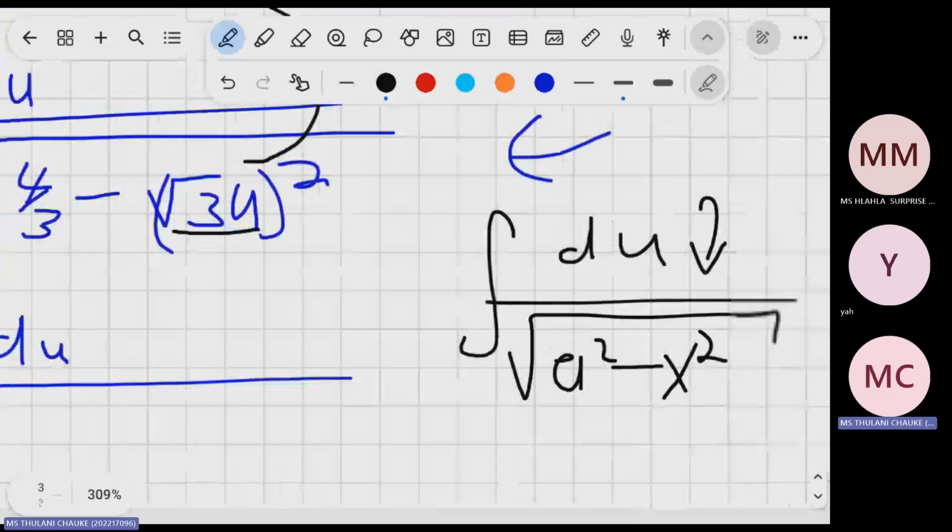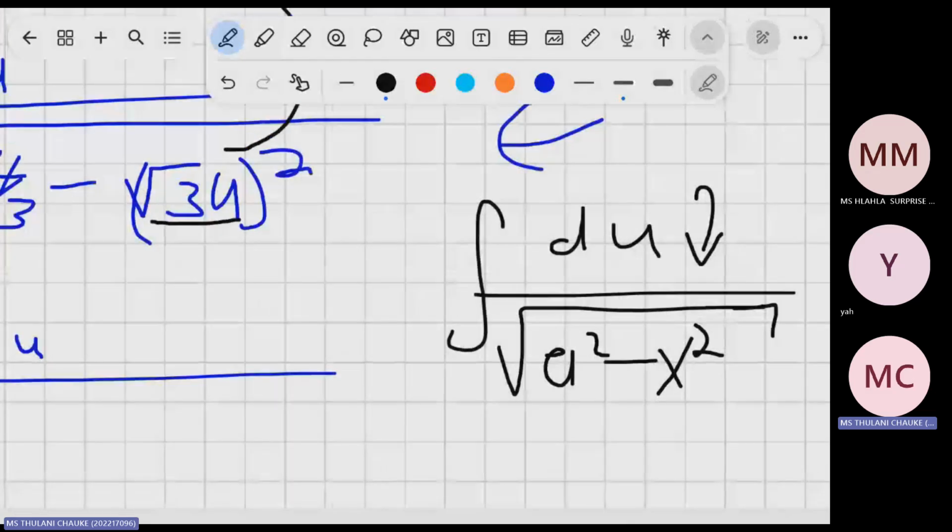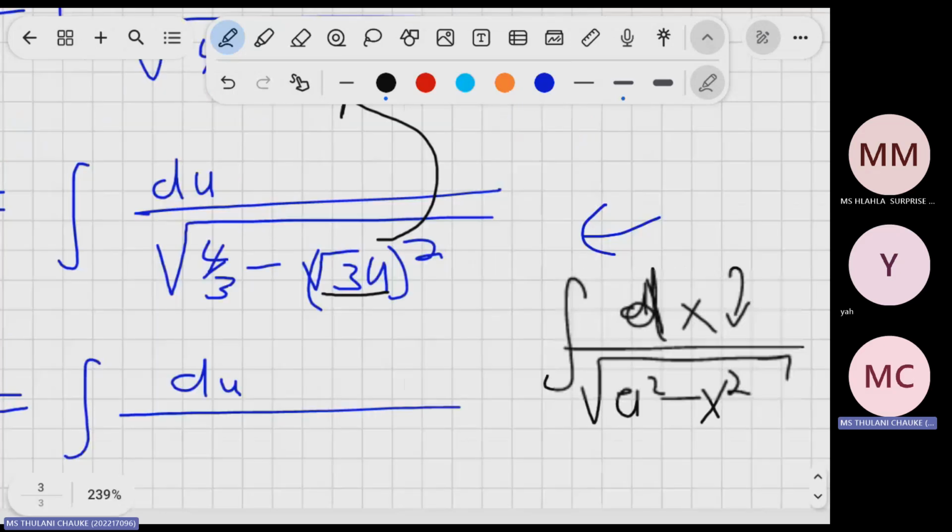Is it arc sine or is it arc cos? Between the two? Arc sine. And if you are moving the x, so I wrote du, so the dx. That's what I'm trying to have. Let me just open the guide on my other device.